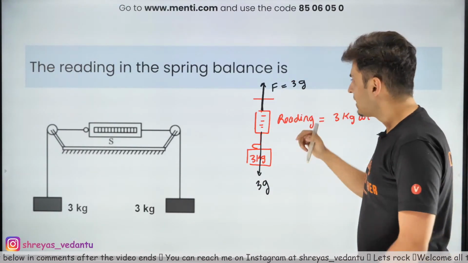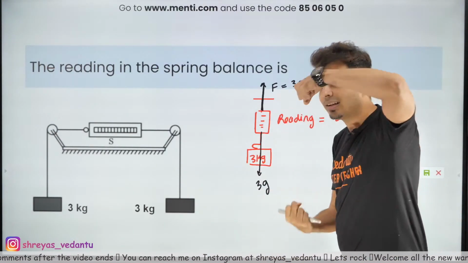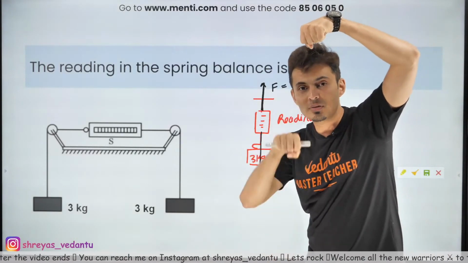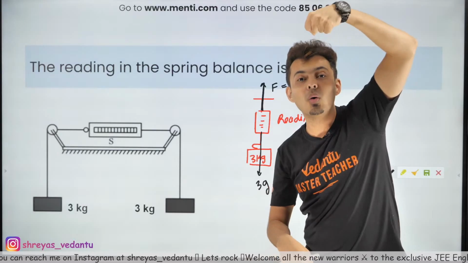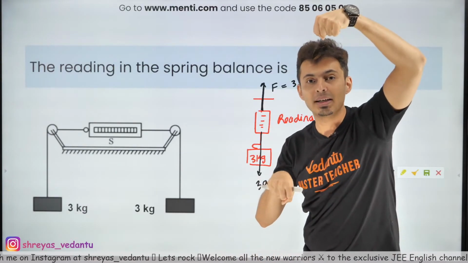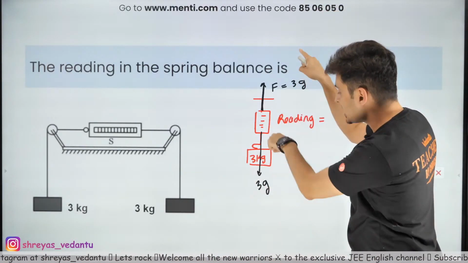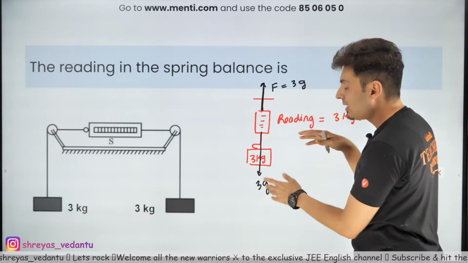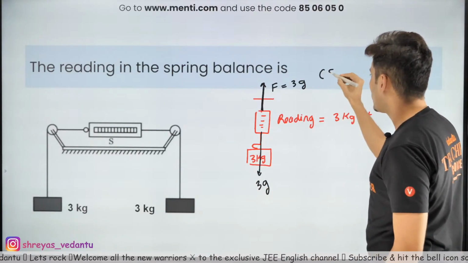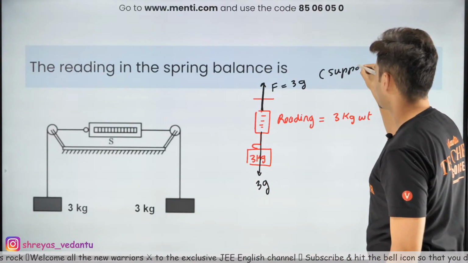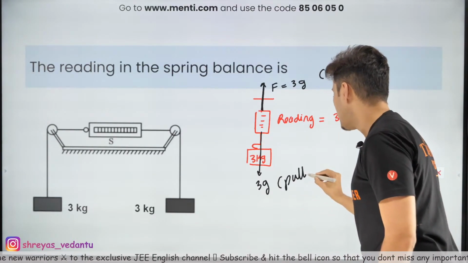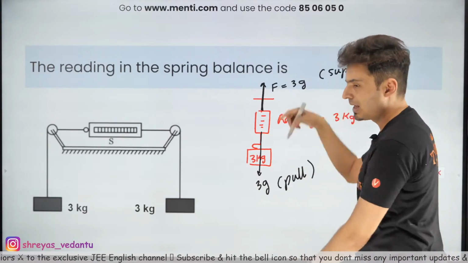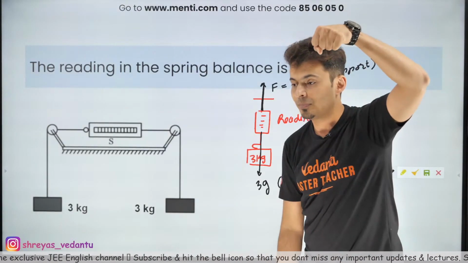That means in order to see the reading, there is one force which is pulling the spring balance down. The other force is holding it. So this 3g and this 3g, does it cancel? No. One is more like a supporting force. The other force is more like the pulling which extends the spring balance. Without the support, it will not.